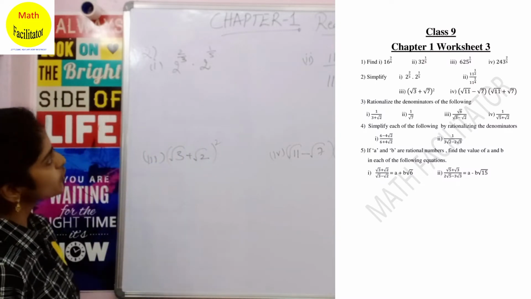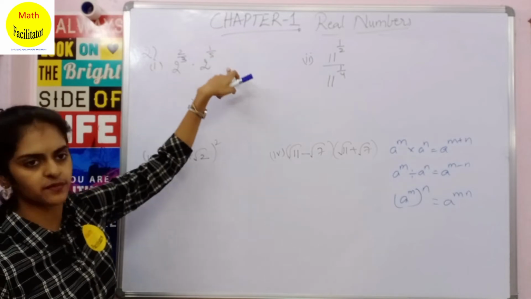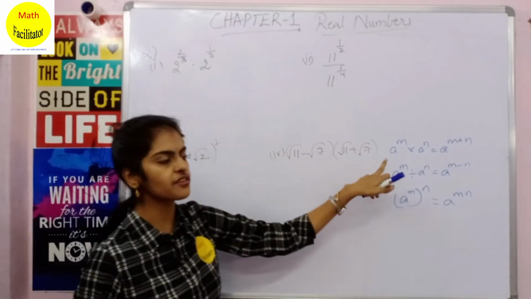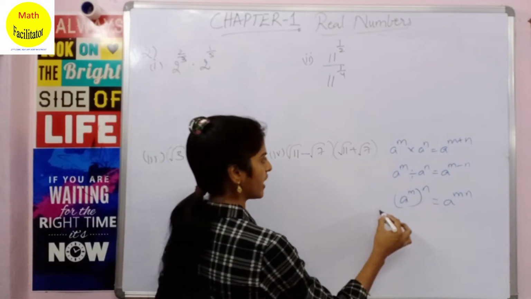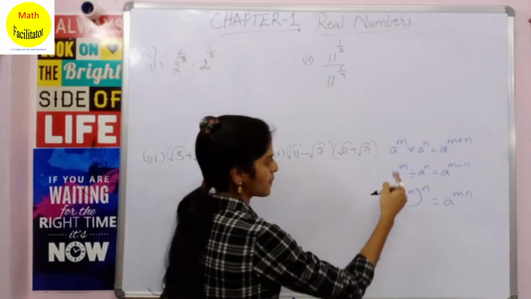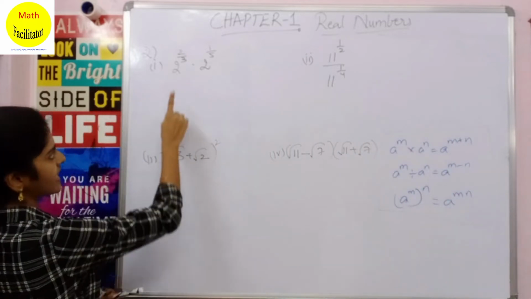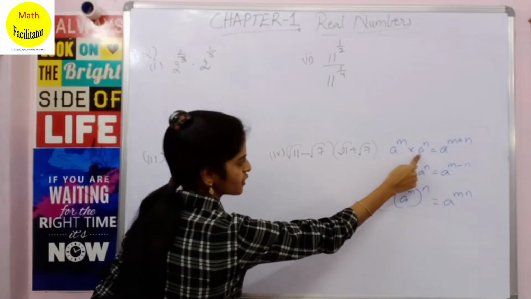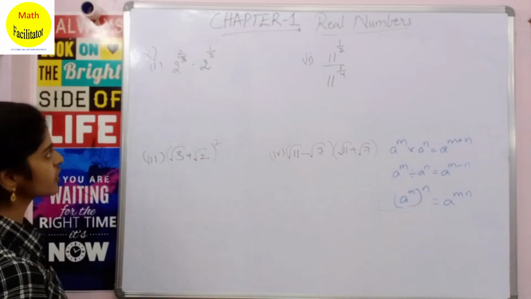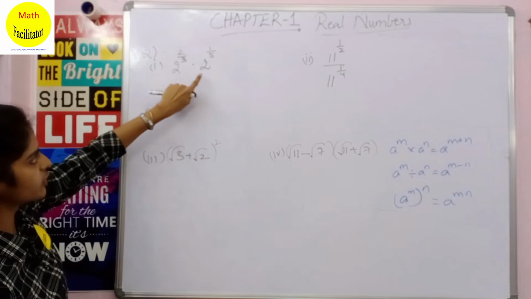Moving on to the next question, you have to simplify these. Okay, so 2 power 2 by 3 into 2 power 1 by 5. Here you can use the laws of exponents as we have discussed earlier. It is of the form a power m into a power n. See, the base is the same, 2. So you can use this law of exponent.